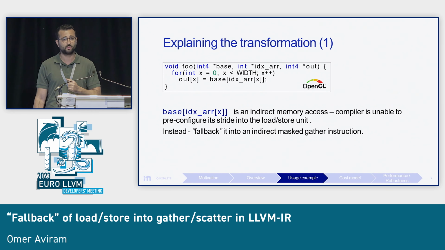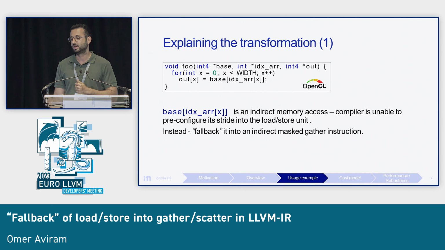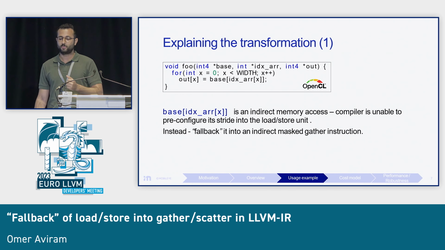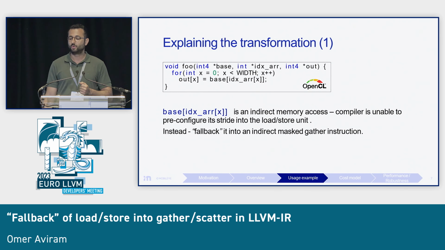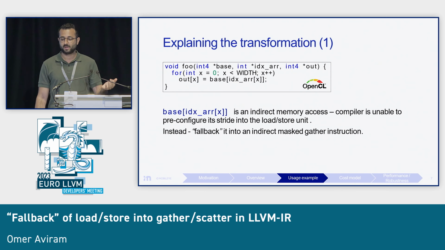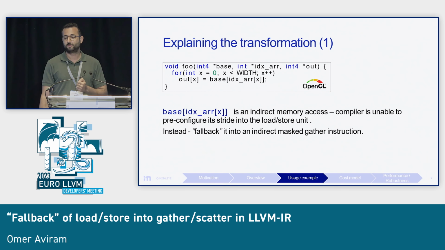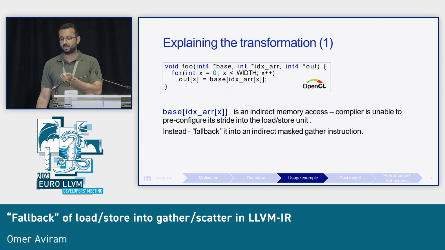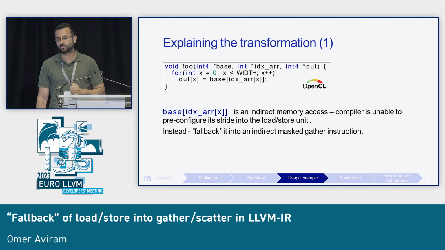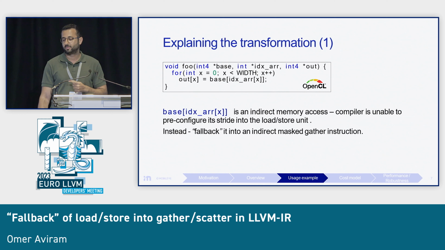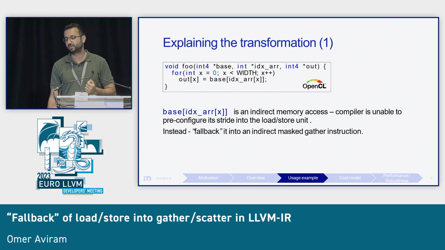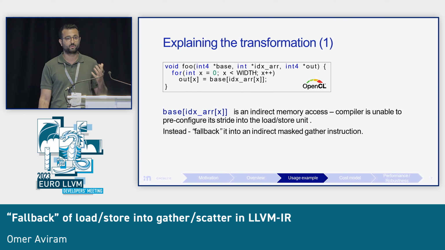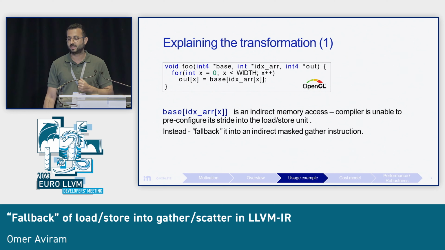Let's show a little example of how the utility is used. What we have here is a for loop with a store into an out buffer of a loaded value from a base buffer, where the index for the base buffer is also a loaded value from the index array. So this is an indirect access. The compiler cannot pre-configure the stride at compile time. It needs to calculate it at runtime. So we would have to fall back the load, the read instruction from the base, into a masked gather instruction.